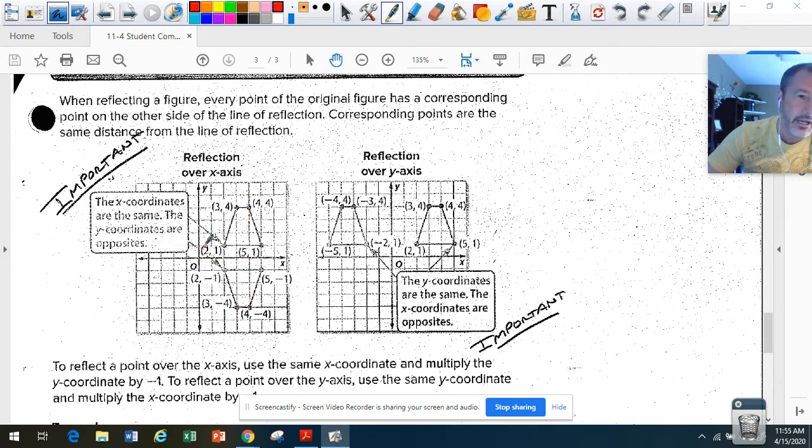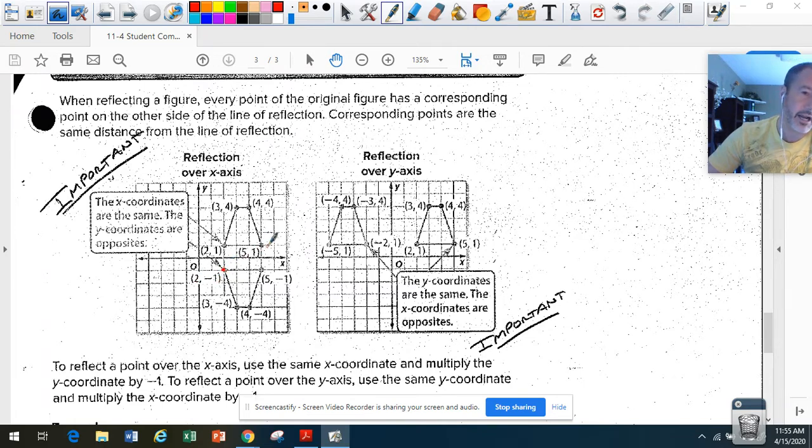Let's take this point here, 2, 1. So x remains the same. So our new ordered pair for the x is still 2, but the y becomes the opposite. So we have 1 here, so this has to be negative 1 here. So the point is right here at 2, negative 1.